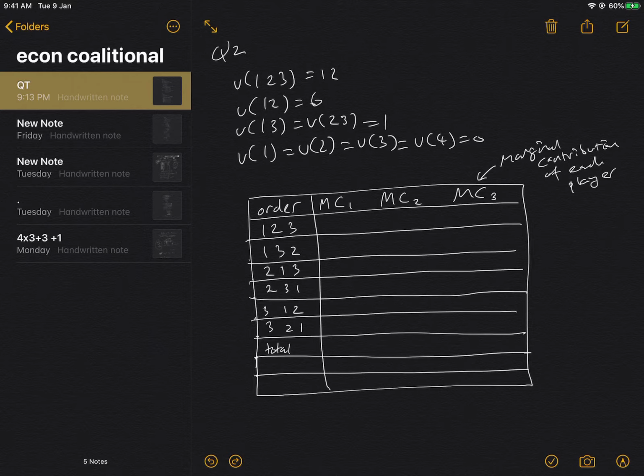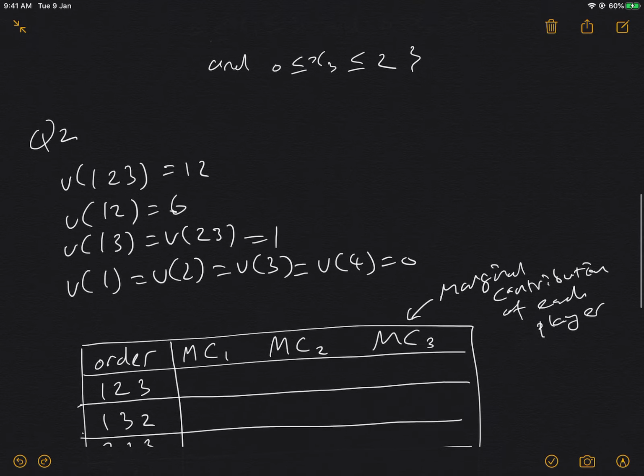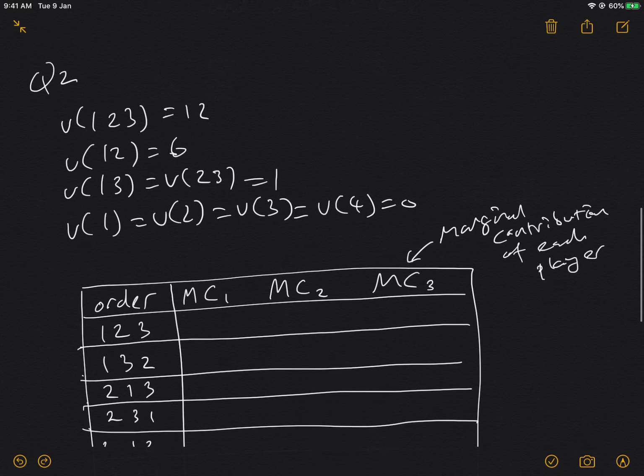Hello guys, so here we're also gonna find a Shapley value. So remember what Shapley value is. We're trying to find an allocation, that is how we're gonna share the utility assigned to the grand coalition, that is in this case a coalition of player 1 and player 2 and player 3, and the worth of this coalition is 12.